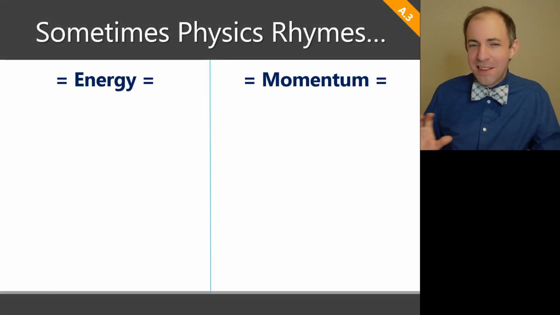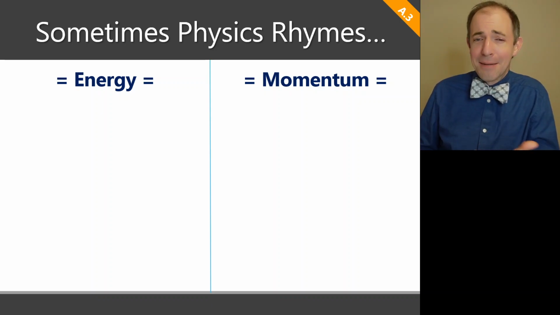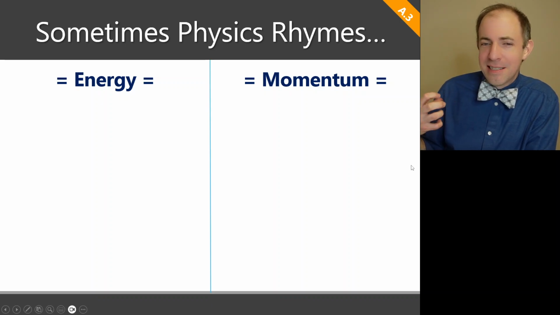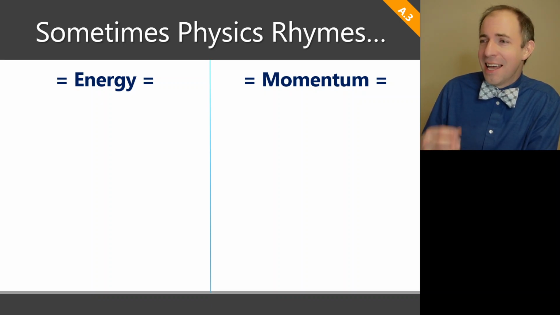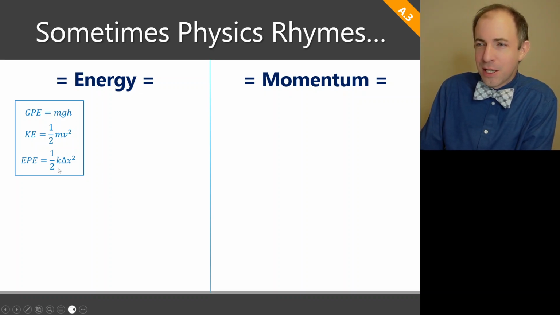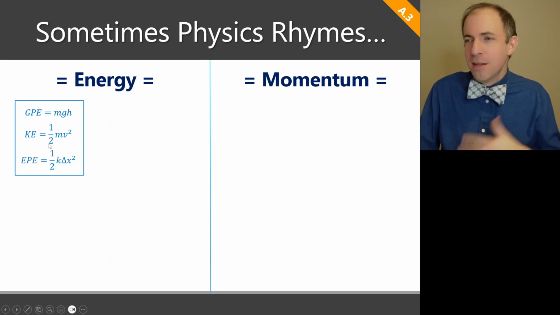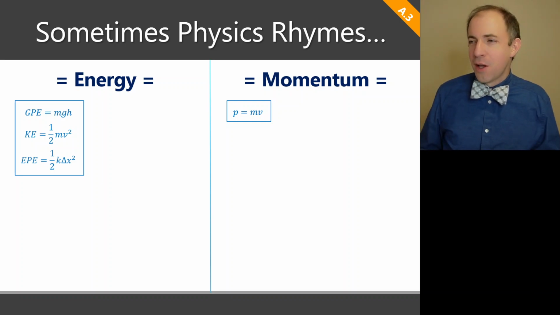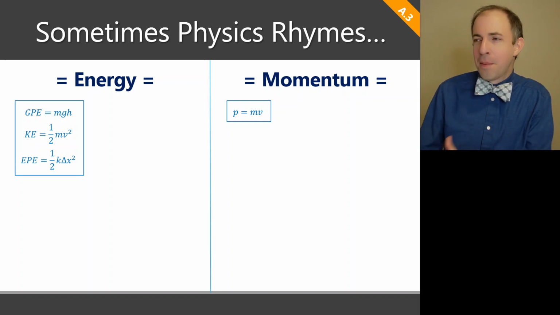So, one of the things that you may have noticed is that sometimes physics sort of rhymes. Energy and momentum, in this particular case, have a lot of similarities in the types of problems that we are doing and the types of strategies that we use to solve those problems. For energy, we have three main forms of energy and different calculations for that. Momentum, we only had one form. There's not a kinetic and potential momentum.